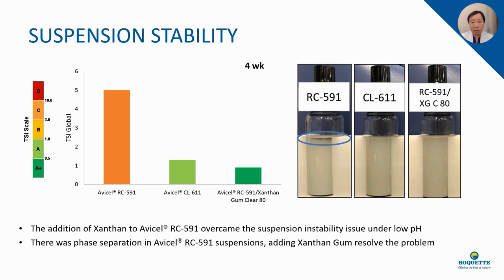Then the addition of xanthan gum to the Avicel RC591 formulation can effectively address this instability of the RC591 suspension under low pH environment. It reduced the TSI significantly, actually reaching A+ rating. So again, if RC591 is used for a low pH environment, a protective colloid is needed to ensure its long-term stability.